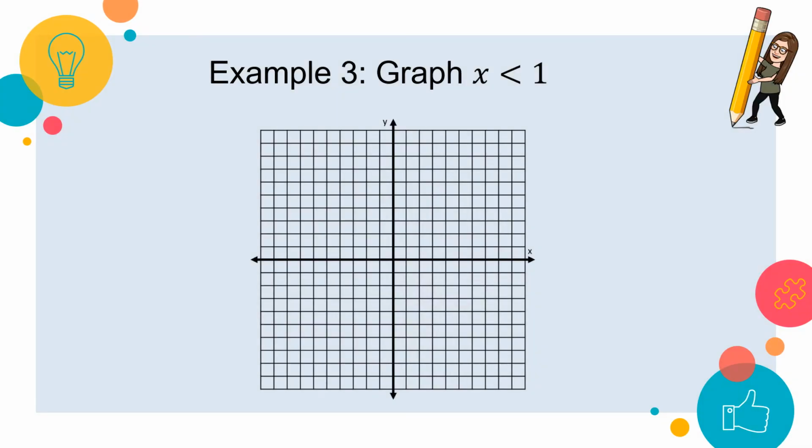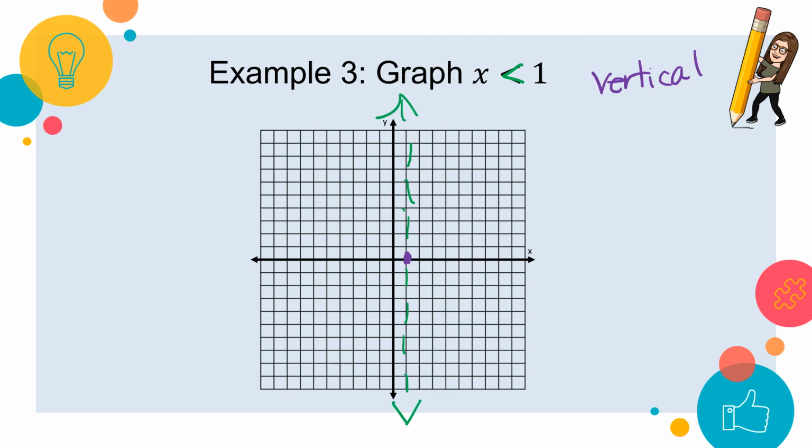Let's review horizontal and vertical lines. This means I'm going to slice the x-axis at 1, which means it's going to be a vertical line. We've done that in previous lessons, but what we have to be careful of is this is a less than sign. So it's going to be a dashed vertical line, hopefully neater than what I'm drawing here. Arrows on the end still.